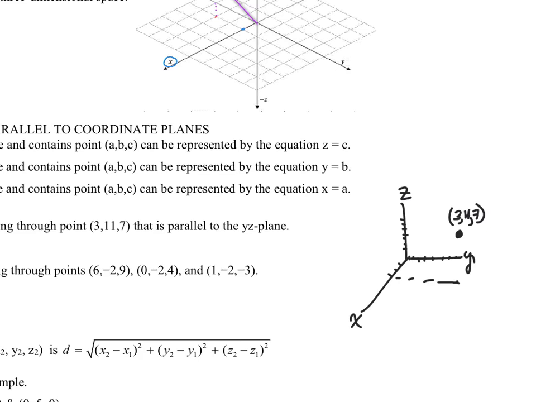All right, it's saying it's going to be parallel to the YZ plane. So that means, if you're using the corner of the room analogy, we're dealing with 3 units in this direction, 11 units in that direction, but then 7 up. So I'm like right here, I need a plane that's going to be vertical, but also parallel to the wall with the door on it, right? So it's got to be that kind of orientation.